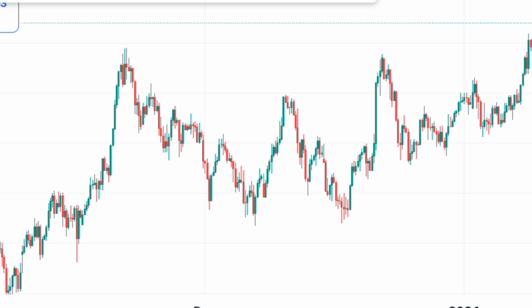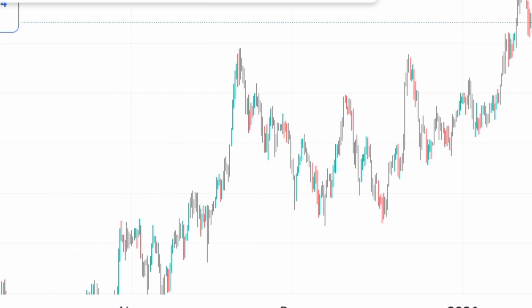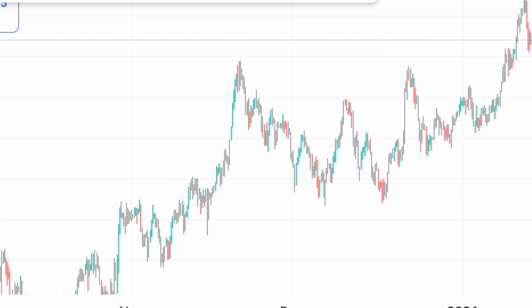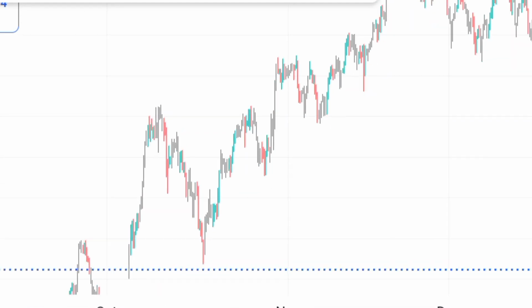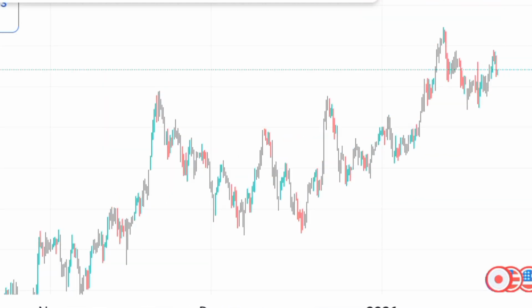Remember, SMC involves change of character and break of market structure. When you understand that, you'll get clear setups, and it is for beginners. First of all, you have to identify the market direction. For example, here it is a bullish market. We shall use only two time frames, a 4-hour time frame and a 15-minute time frame for confirmation.